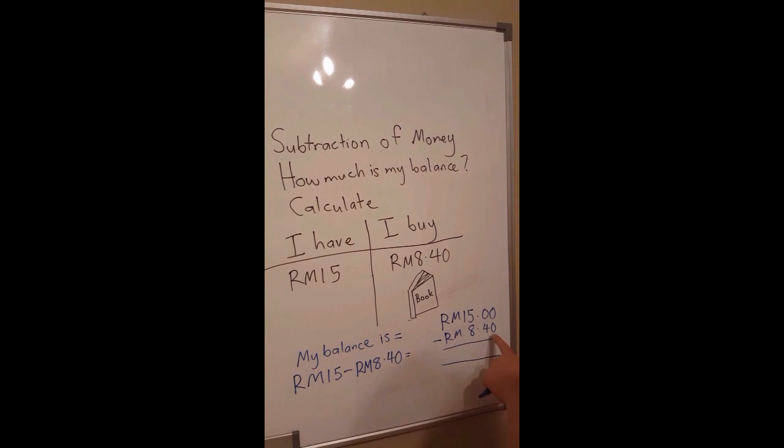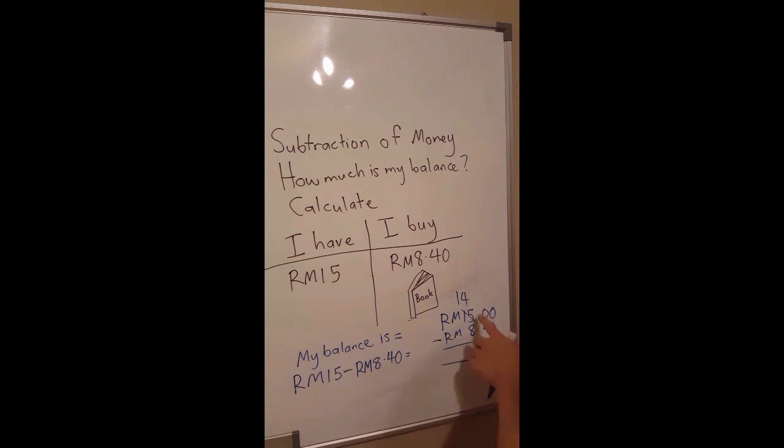So we know that we cannot subtract 40 from 0. So we need to borrow from 15, right? We need to borrow from the ringgit column. So we need to borrow from 15. 15 gets reduced to 14.